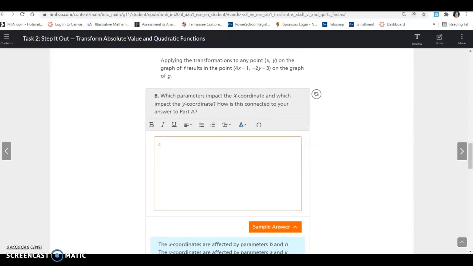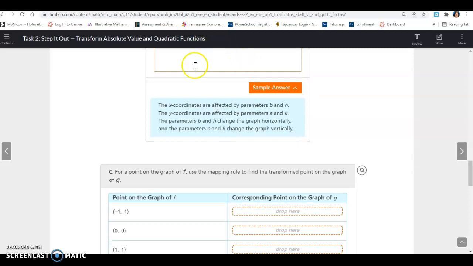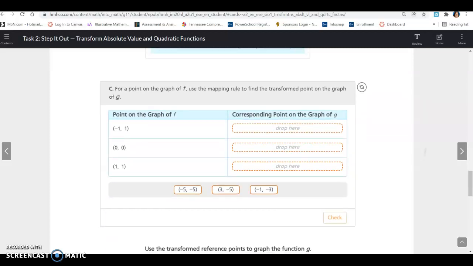All right, so it says, applying the transformations to any point x, y on the graph of f results in the point 4x minus 1, -2y minus 3 on the graph of g. So you can use these right here to figure out what the new x is and what the new y is. So this helps you find reference points on the graph. The x coordinates are affected by b and h. Remember, those are inside. And the y coordinates are affected by a and k. Those are on the outside of the parentheses.